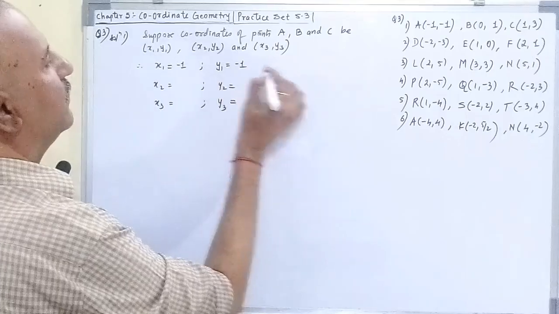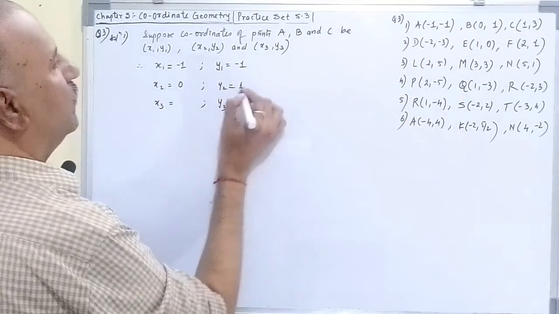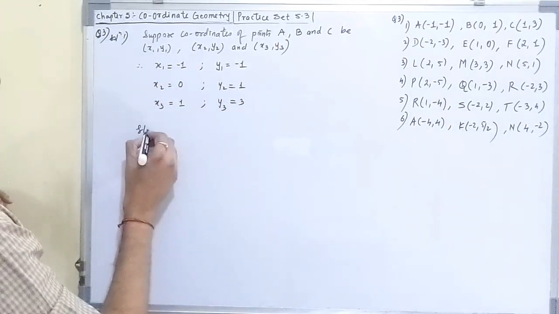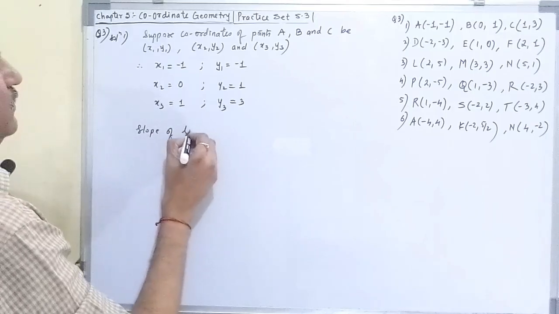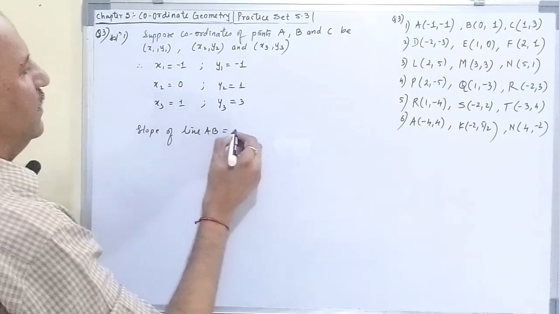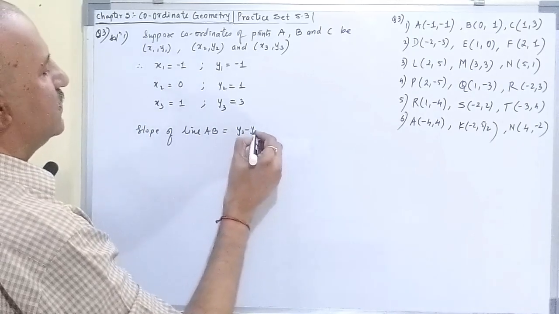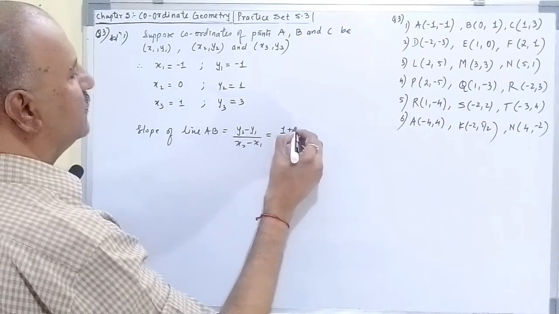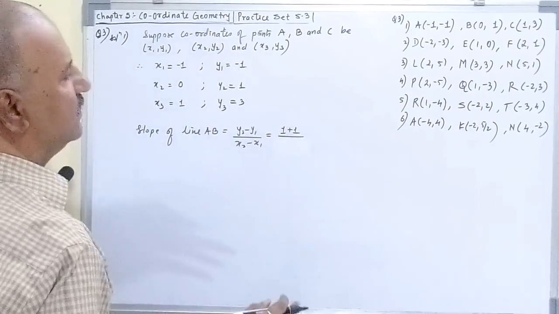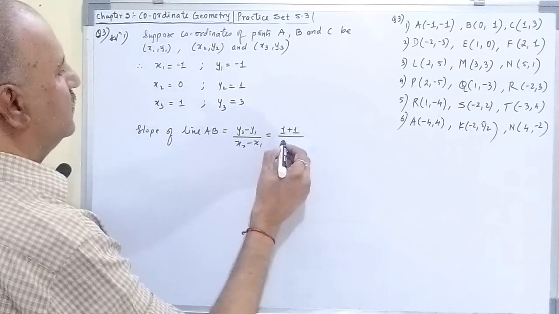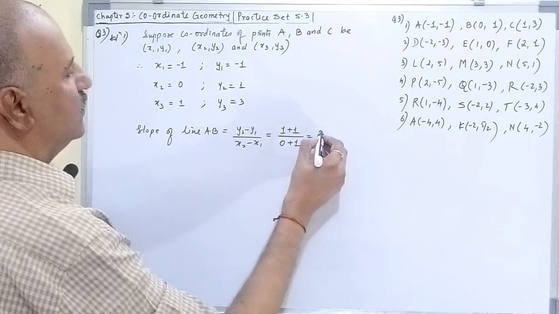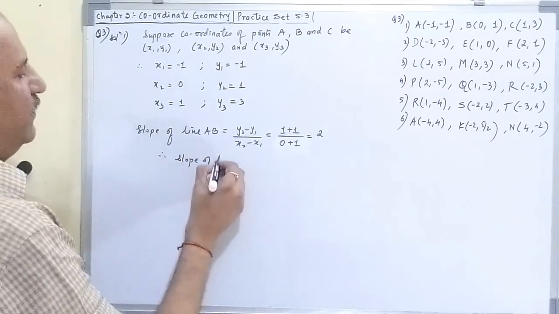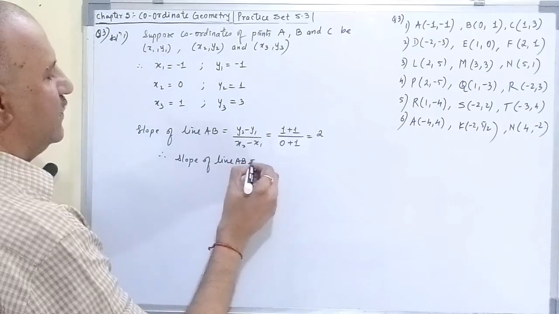x1, y1, b is 0, 1, 1, 3. Now we go for slope AB. Slope of line AB is equal to y2 minus y1 upon x2 minus x1. That is 1 plus 1. This 1 minus minus becomes plus, and this will be 0 minus minus plus 1. So this will be 2. Slope of line AB is equal to 2.